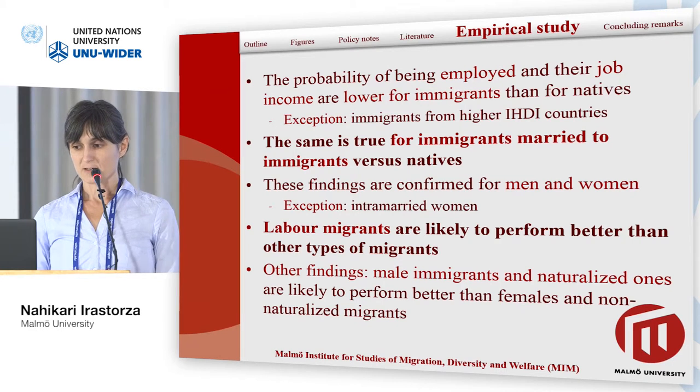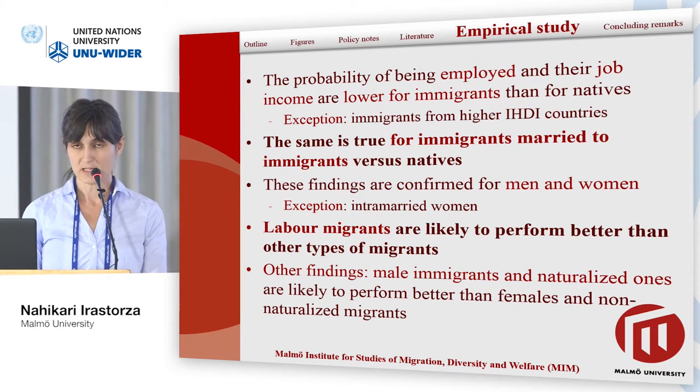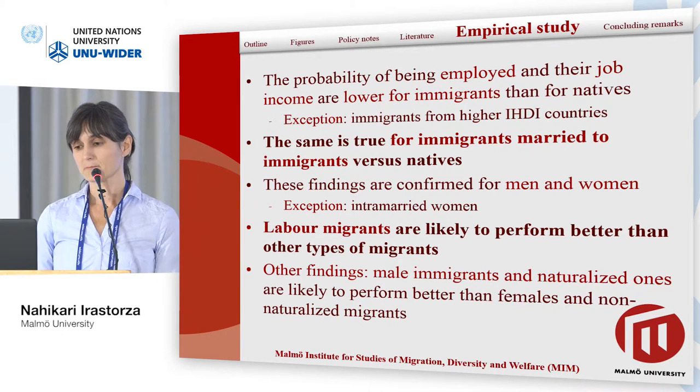Labor migrants are also likely to perform better than other types of migrants, as expected. Other minor findings are that male immigrants and naturalized immigrants are likely to perform better than their counterparts.